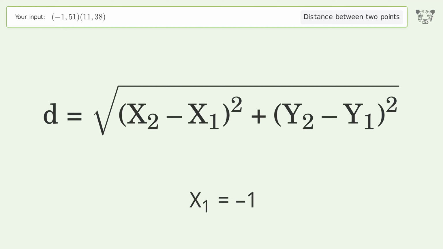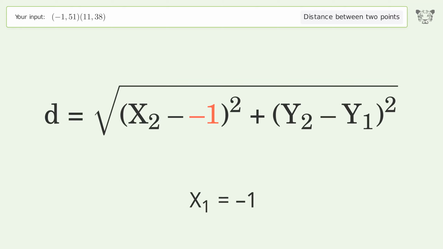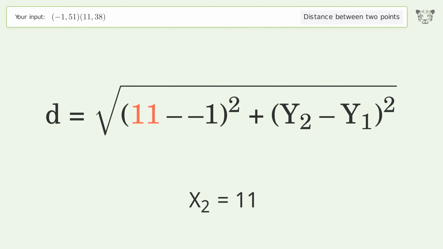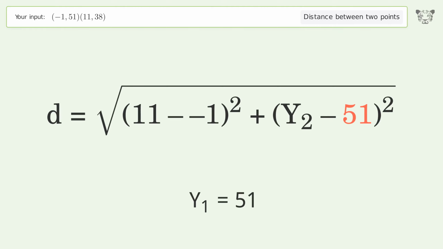x1 equals -1. x2 equals 11. y1 equals 51. y2 equals 38.